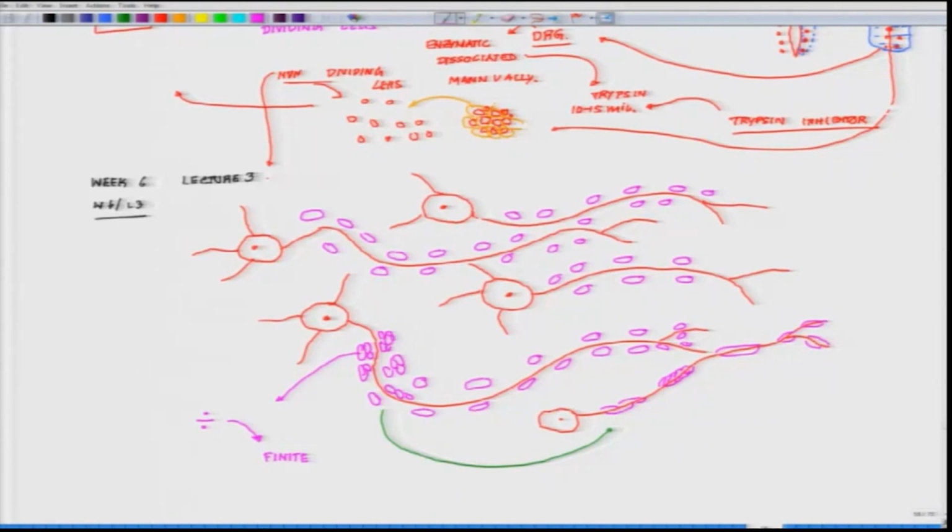So, in the same culture model, you have to ensure that you have first a common medium allowing growth of both neuron and glial cells, in this case the Schwann cells.